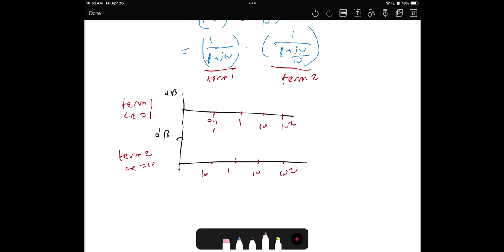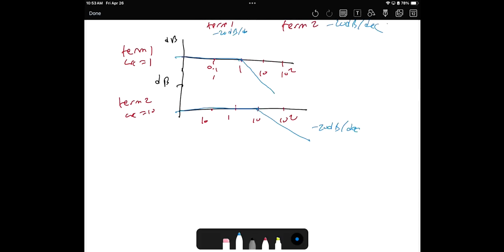This means it will be negative. So what's happening? Term 1 at omega will be negative 20 dB. Term 2, negative 20 dB. All of them are false. Then term 2 is activated at 10. So here it will be negative 20 dB. Then the remaining are zeros.